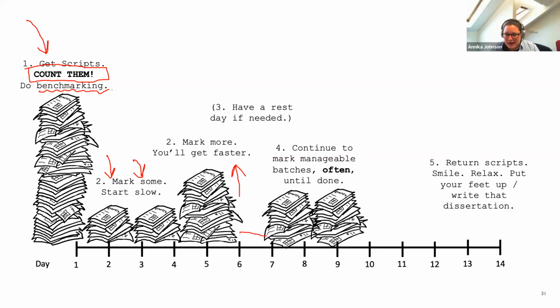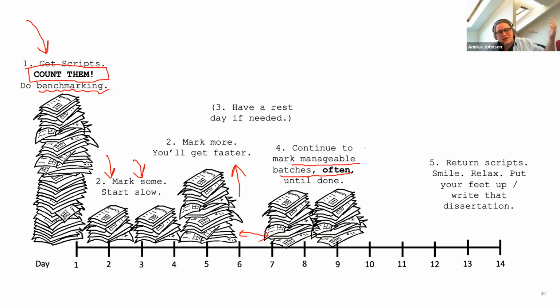And it's definitely okay to leave some time between marking. I just say try not to make it too long, or you'll lose all your consistency along the way. So, have some rest days if you've got a particularly large batch. I first wrote you should mark little and often, but probably not too little. Marking just one script is obviously not particularly helpful. But break it down into manageable batches and do that often until you're done.